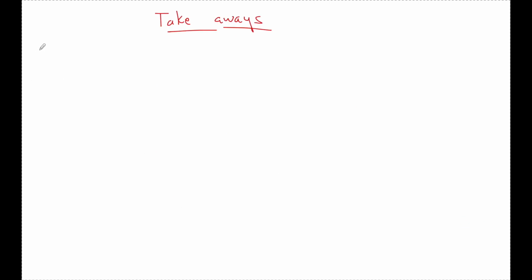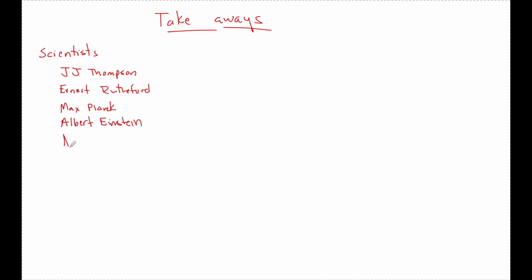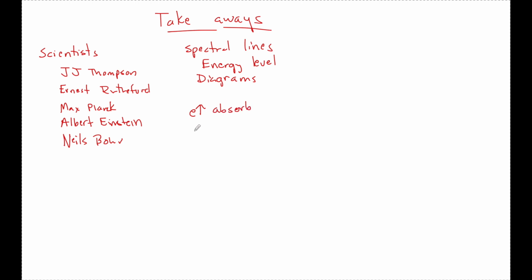So here are the takeaways that you really should know about. First, the scientists. It started with JJ Thomson. His student was Ernest Rutherford. This is plum pudding, and he discovered the electron, things like that. Gold foil experiment. We also had Max Planck, Albert Einstein, and lastly, Niels Bohr. We had spectral lines and energy level diagrams. So as electrons went up, they absorb. And when electrons fall down, they emit. And they emit photons. And then last, we had the photoelectric effect and experiment.